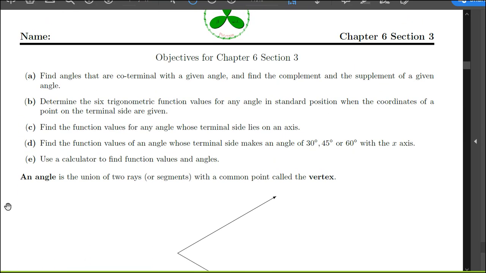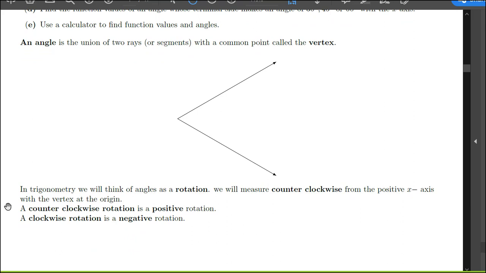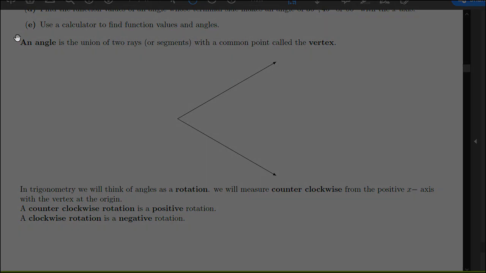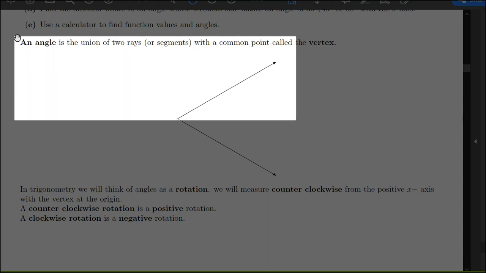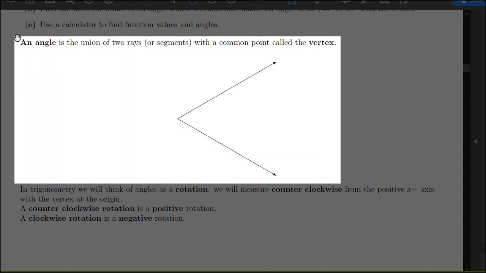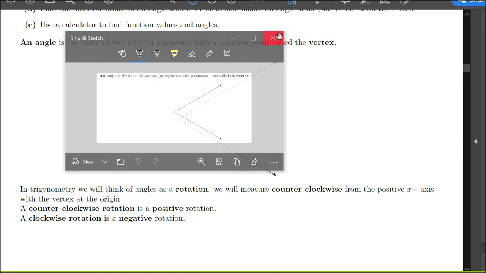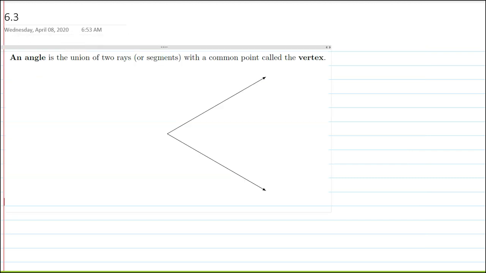Alright, so 6.3, we're going to keep talking about angles and trigonometric functions. But we're going to take our perspective on angles and change it just a little bit.